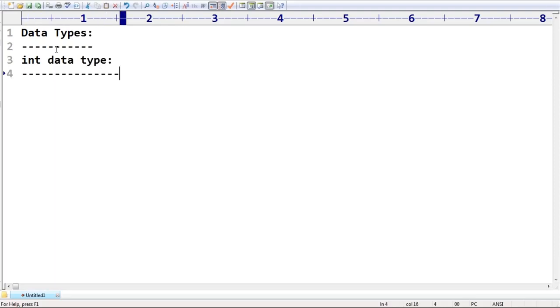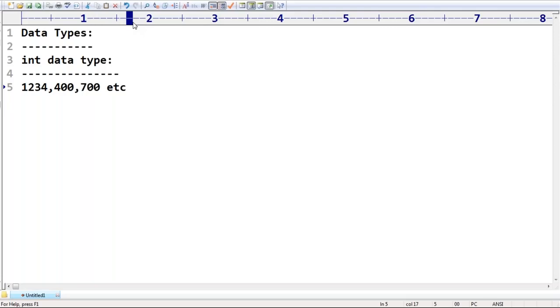If you want to represent integral values, then we should go for the int type. Integral values are nothing but values without a decimal point, maybe 1, 2, 3, 4, or 400, or 700, something like that. Numbers without a decimal point, whether small or big, we should go for the int data type. Remember that.